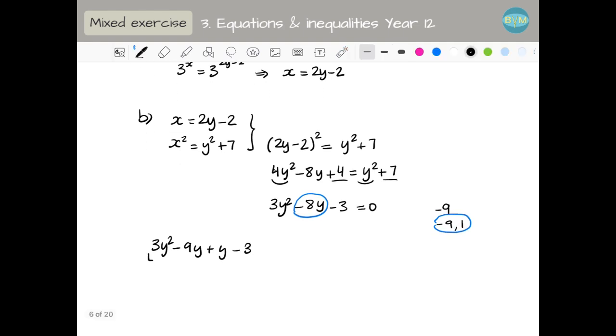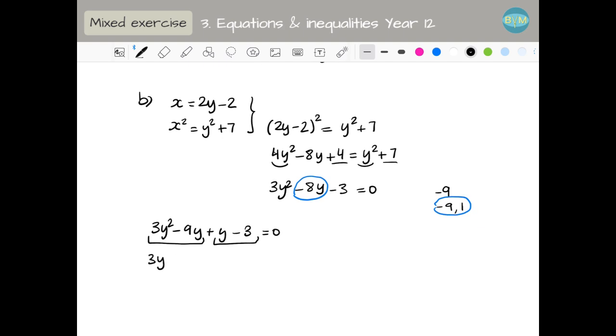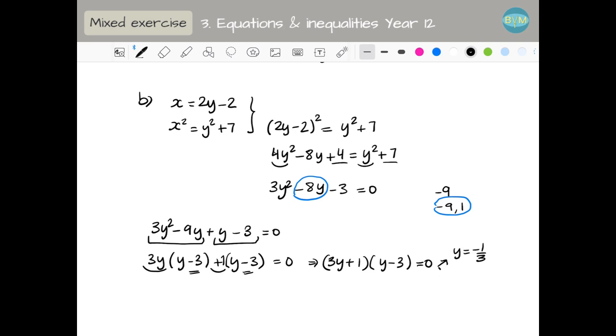And then I factorize the first two and the second two, equal to 0. So the first two is 3y multiplying y minus 3. The second is y minus 3. This is common, so that means I can write 3y plus 1. I have a 1 here, I don't write it, but I have a 1 here. So 3y plus 1 in brackets multiplying y minus 3 equal to 0. That means y is going to be minus 1/3, making the first bracket equal to 0, or y is 3, making the second bracket 0.